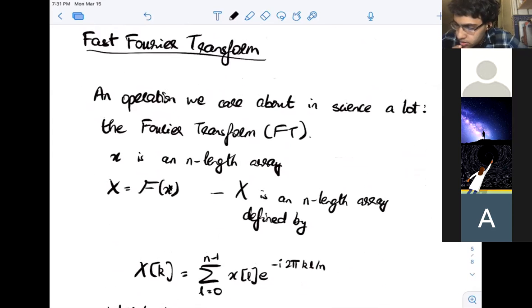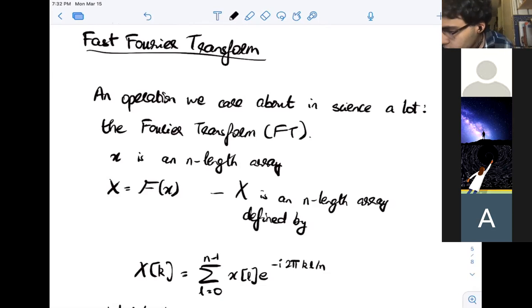Okay. So an operation we care about in science a lot is the Fourier transform. It's used in all kinds of things, like processing radio astronomy data and weird kinds of data analysis. And I've used it for fitting vibrations when trying to control the telescope. There's all kinds of crazy applications here. And we don't have to care why it's used though. All we care about for now is that this is an operation that some people like to use a lot.